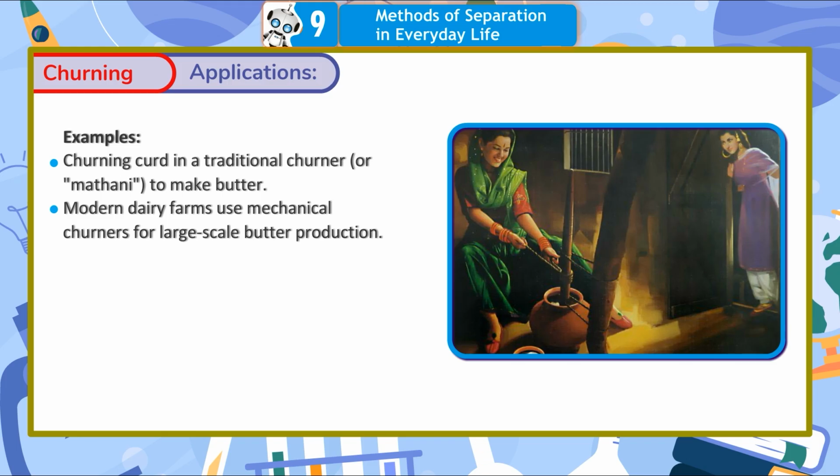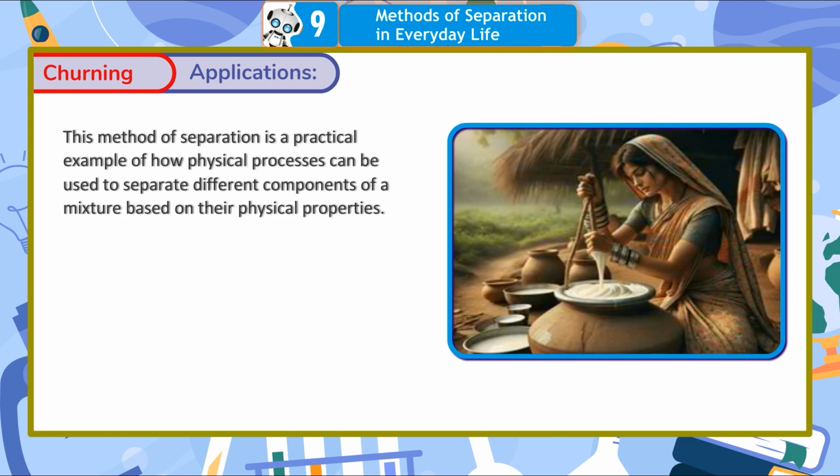Modern dairy farms use mechanical churners for large-scale butter production. This method of separation is a practical example of how physical processes can be used to separate different components of a mixture based on their physical properties.